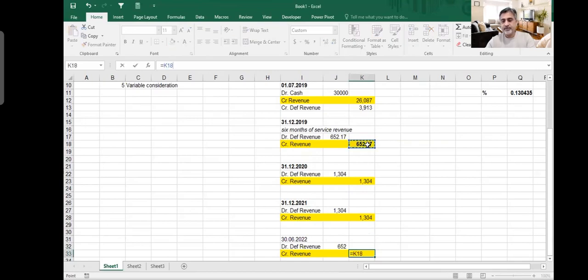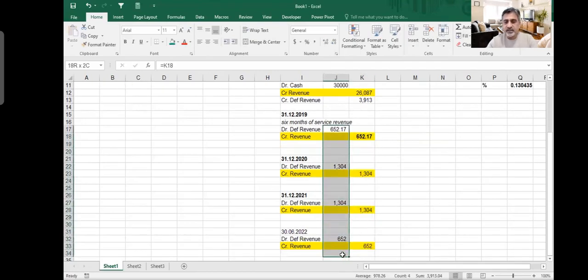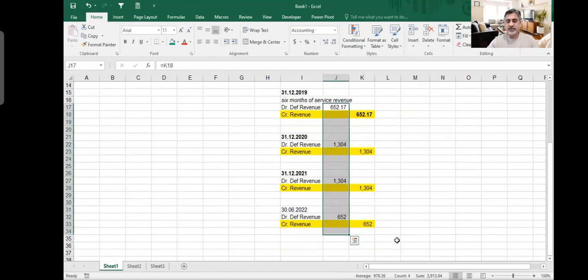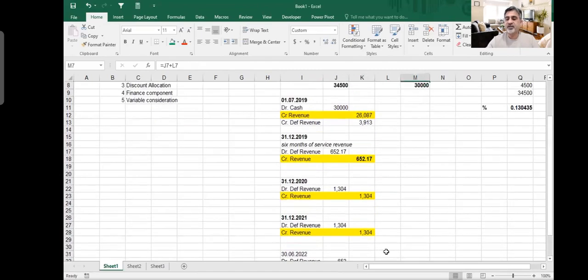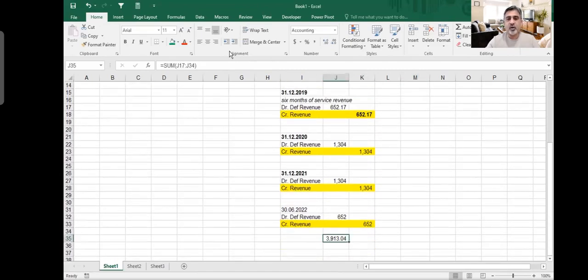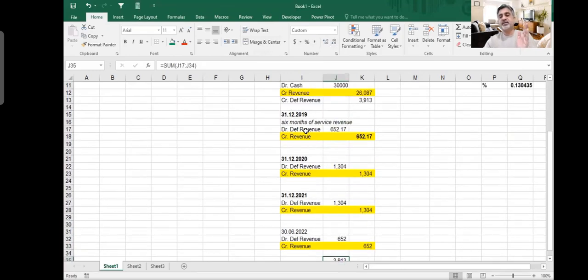And this way, if you make a total of these numbers, it would give you 3,913, which is that number. So you have actually recorded all of the revenue, but over a period of 3 years: 6 months in 2019, 1 year in 2020, 1 year in 2021, and 6 months in 2022.